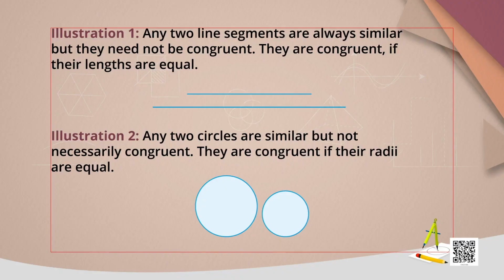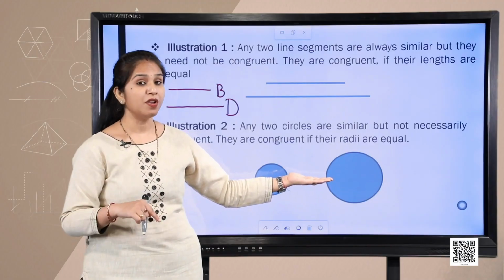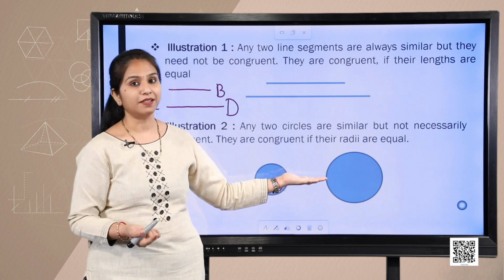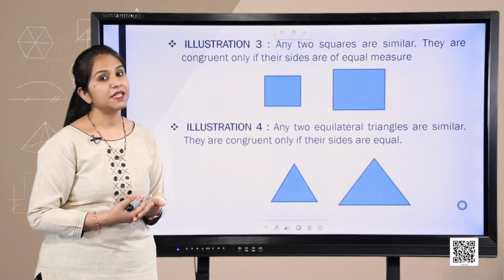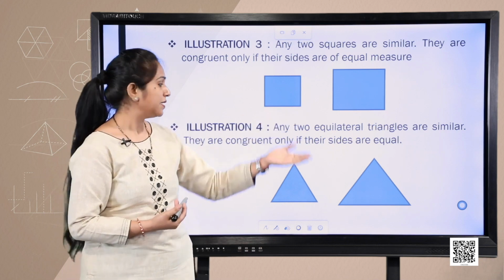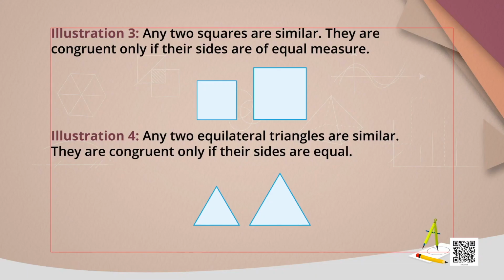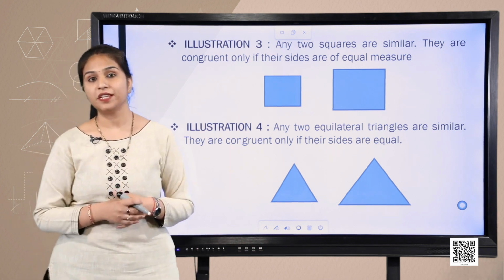Two circles have the same shape but the radii of the circles are different, so they are similar, not congruent, and we know when the radii become the same, then they become congruent. Example 3: you have two squares that belong to the same category and have the same shape, but the sizes of the squares are different, so they are similar but not congruent. Similarly, two triangles have the same shape but different sizes, so these two triangles are also similar but not congruent. Remember one thing very important.